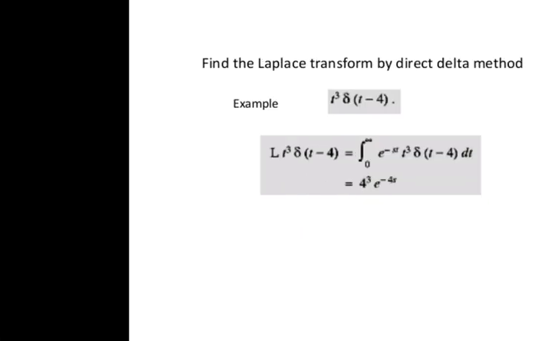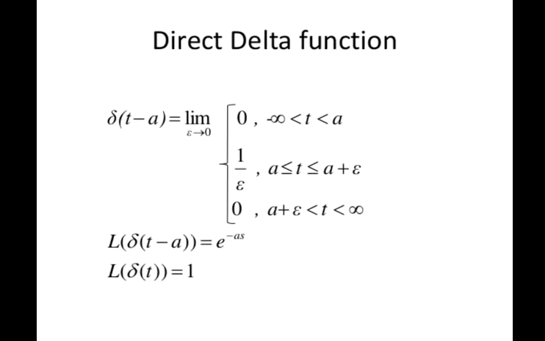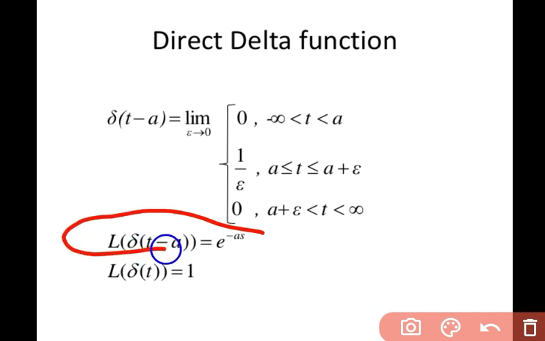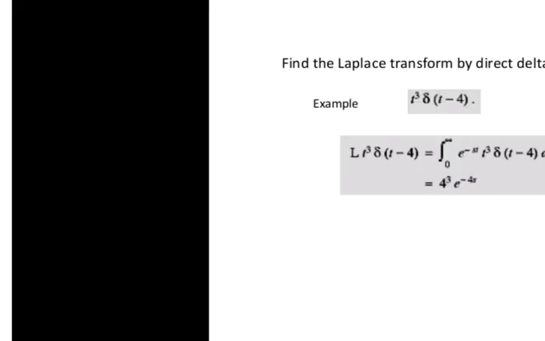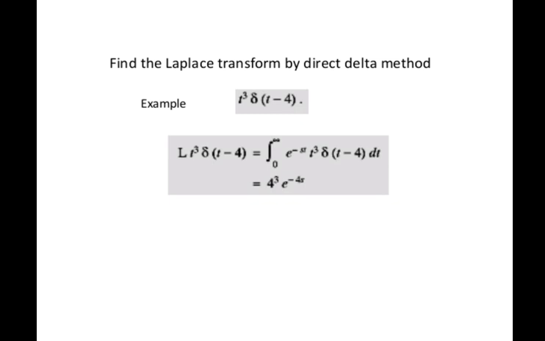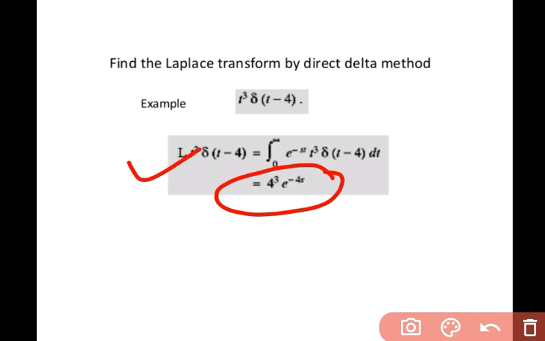Here we are using this formula. So this is the final result. Laplace transform of t cube delta of t minus 4 equals 4 cube e to the power minus 4s. So this solution is really very easy because of the Dirac delta method.